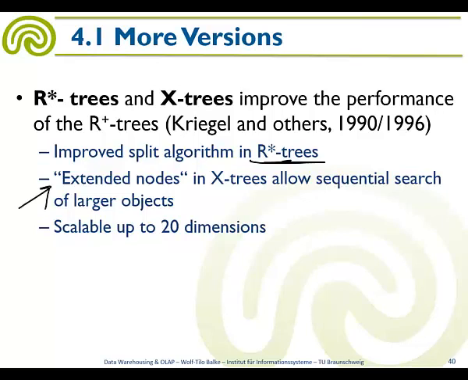And there's also the extended nodes in the X tree. So these are special nodes which hold the data. And then the tree can figure out cleverly when a query comes in, if it is big and you have to traverse a lot in the tree, so it basically directs you directly to sequential scan. So it basically tells you when you should use the index and when you do not need to use the index. All of these trees are scalable up to 20 dimensions.